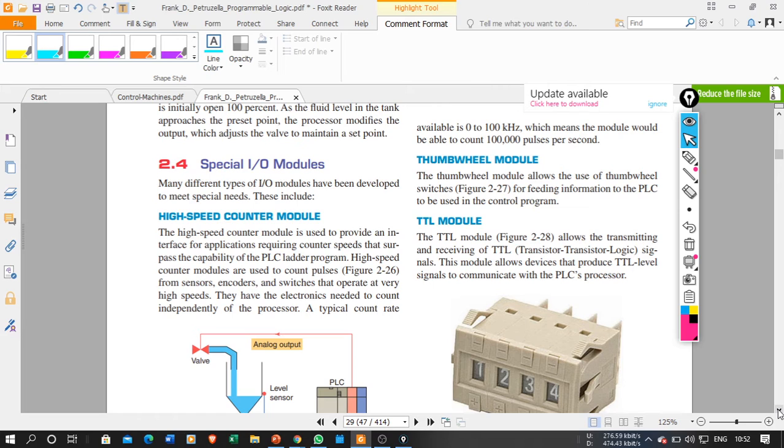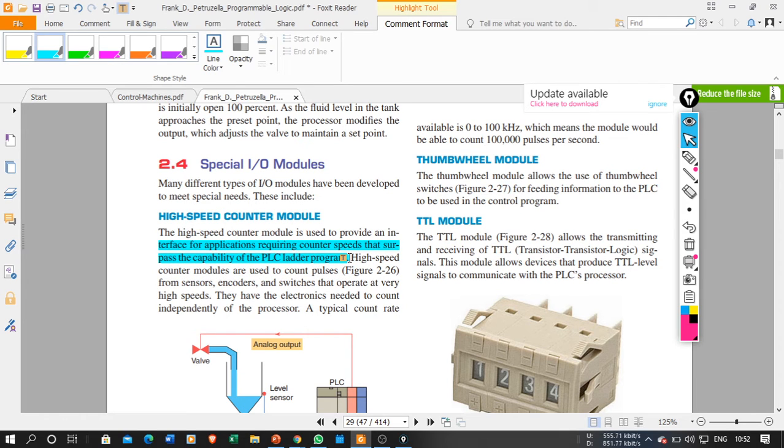One is commonly used: the high speed counter module. In the high speed control module, what are you going to use? The high speed control module is used to provide an interface for applications requiring counter speeds that surpass the capability of the PLC ladder program.